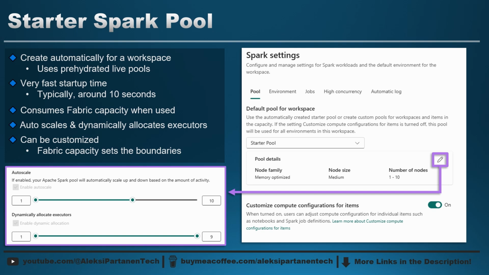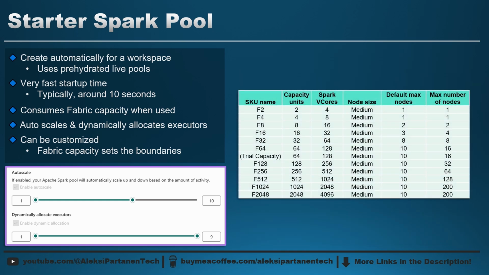Also, this starter pool can be customized a bit, and you can, for example, set the maximum number of workers this starter pool will use and how many executors it can allocate. Keep in mind that your Fabric capacity sets the upper boundaries for these settings, so you can't have a huge Spark pool if you're using one of the smallest capacities. And on this table, we can see the upper boundaries per Fabric capacity for the starter pool configuration. And like with everything, the more we pay for our capacity, meaning the higher the tier is, the more compute power we get for our Spark as well.